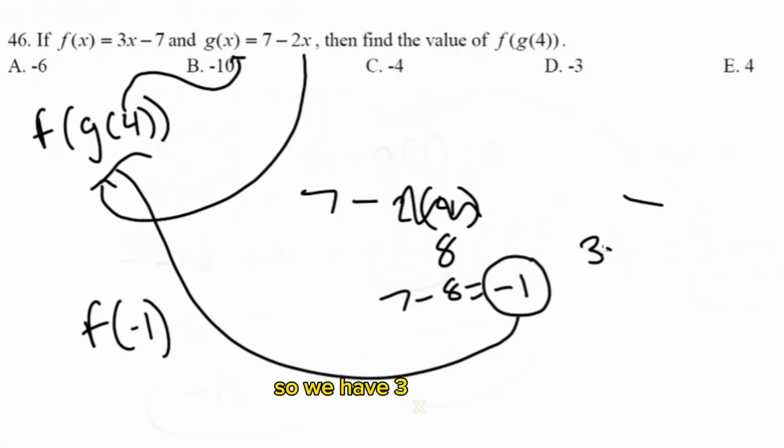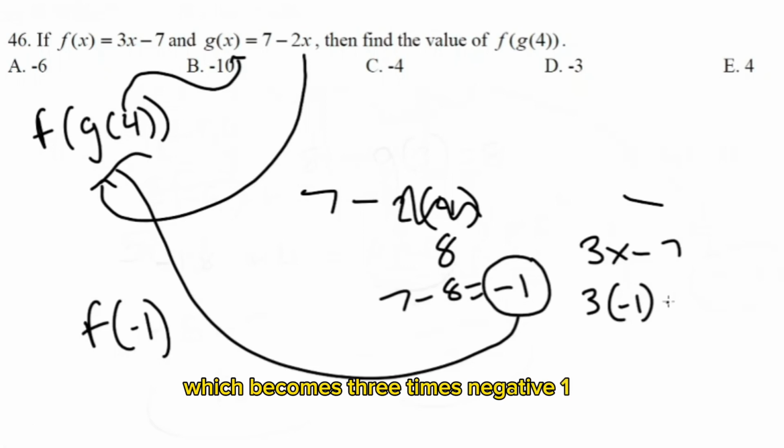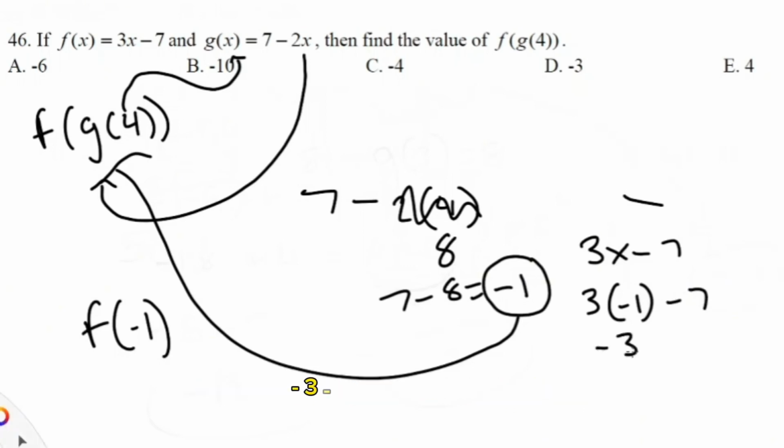So we have 3x minus 7, which becomes 3 times -1 minus 7. 3 times -1 is -3. -3 minus 7 is -10. And that's your answer.